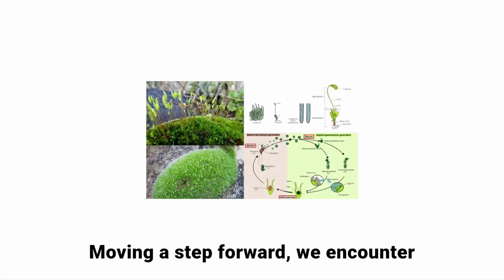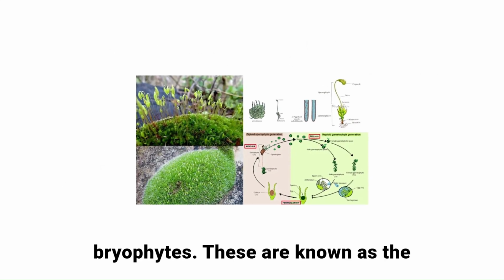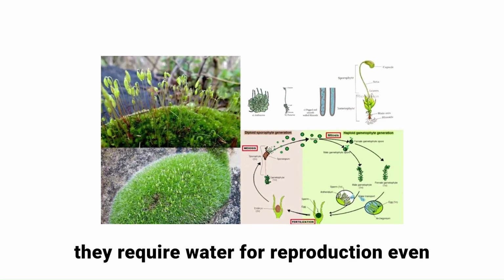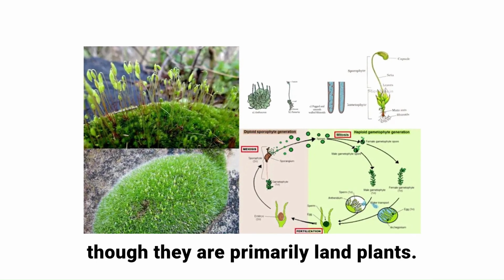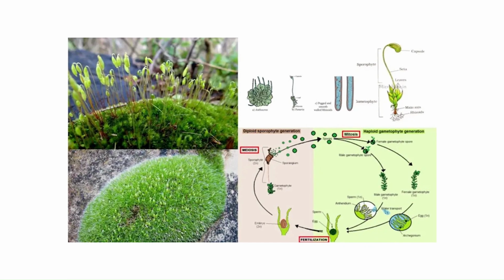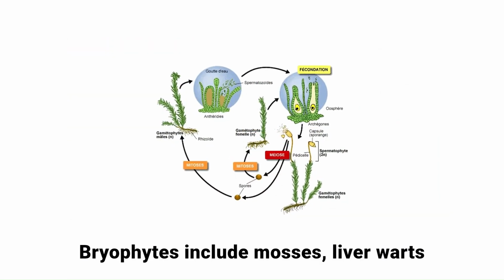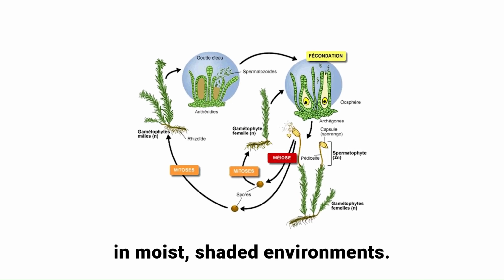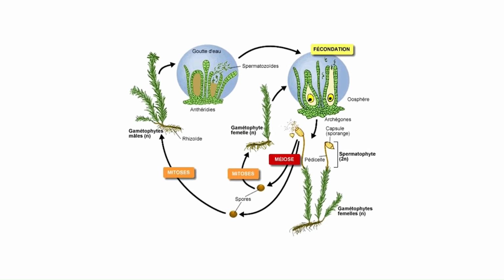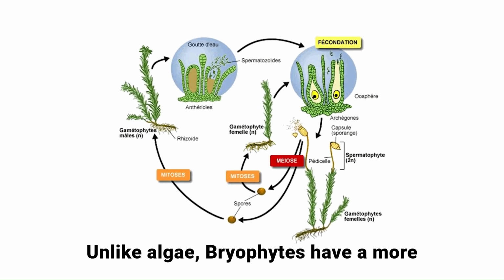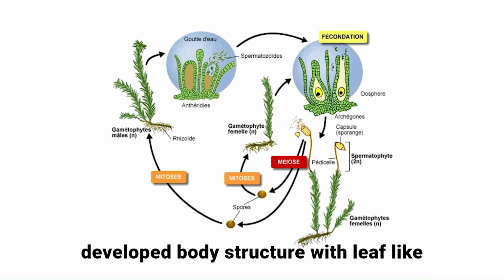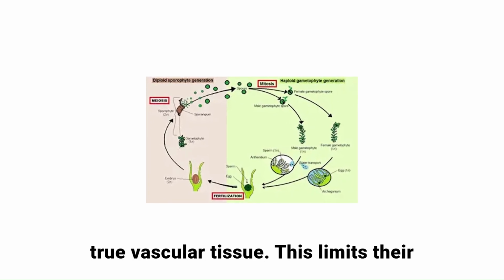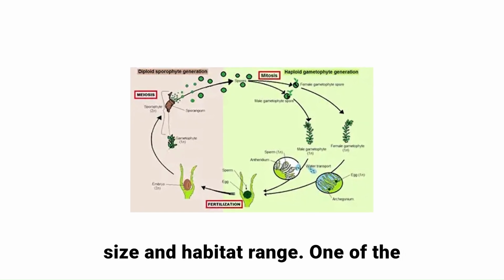Moving a step forward, we encounter bryophytes. These are known as the amphibians of the plant kingdom because they require water for reproduction, even though they are primarily land plants. Bryophytes include mosses, liverworts, and hornworts. They are small and grow in moist, shaded environments. Unlike algae, bryophytes have a more developed body structure with leaf-like and stem-like parts, but they still lack true vascular tissue. This limits their size and habitat range.